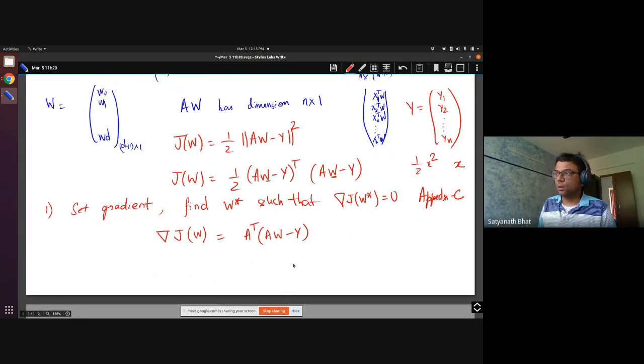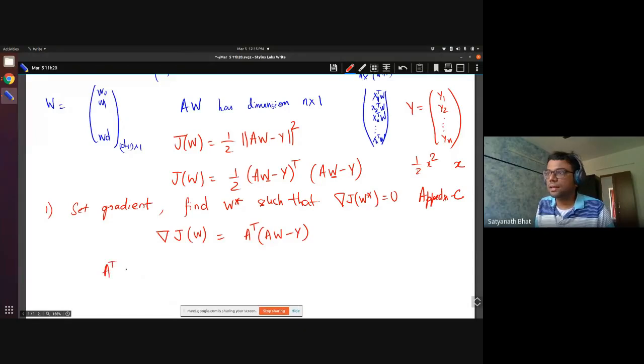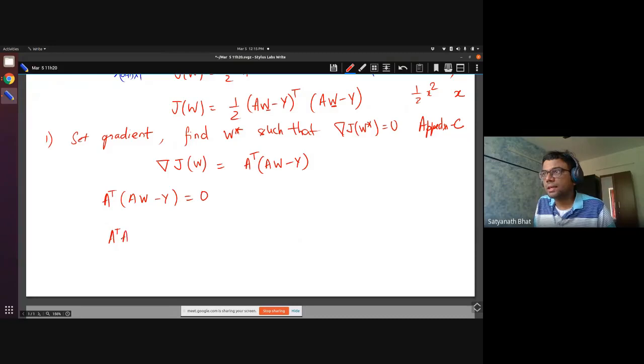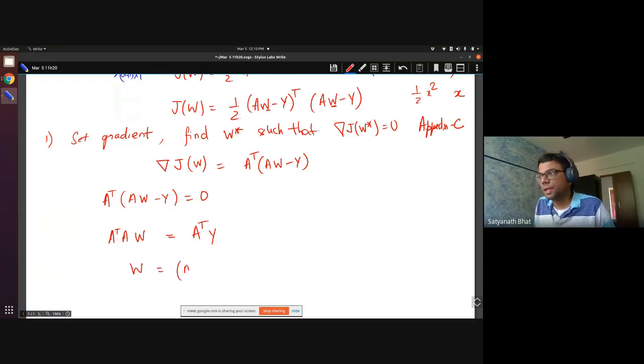Now following the approach, we need to find a W such that A transpose (AW minus Y) is equal to 0. Or in other words, A transpose A W is equal to A transpose Y. Or in other words, W is equal to (A transpose A) inverse A transpose Y. So this is going to be your optimal solution.